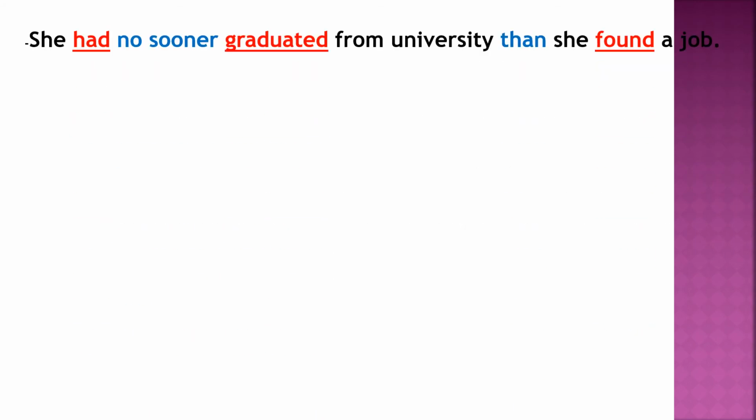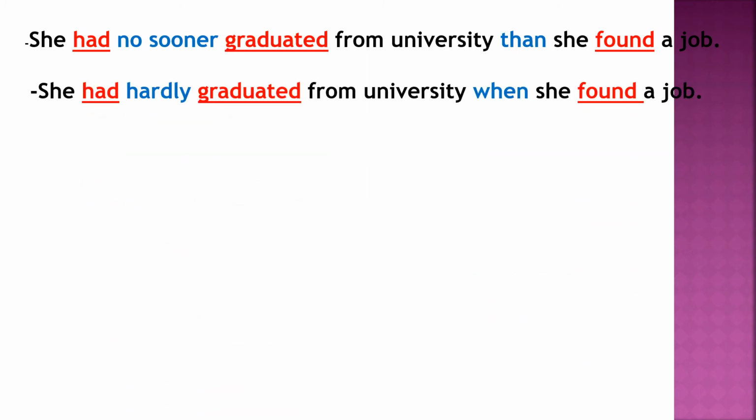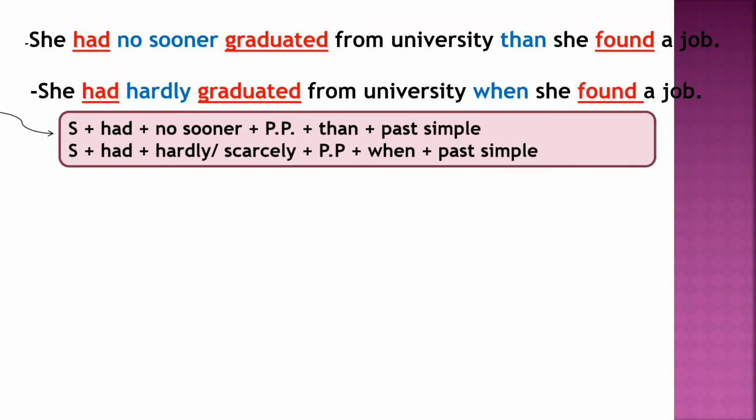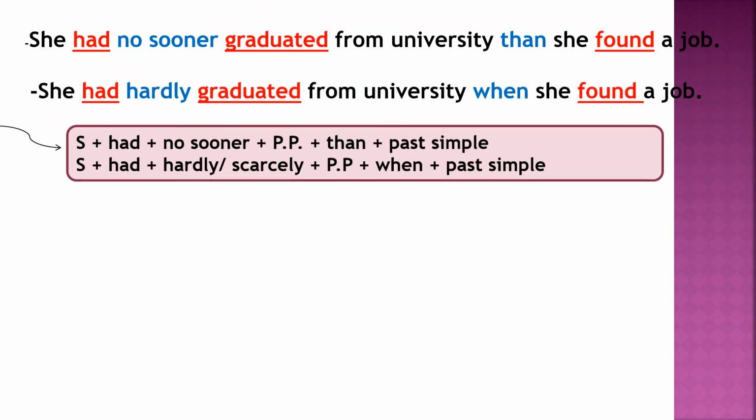But with no sooner, hardly, or scarcely, we have two types of them. Number one, if we have no sooner or hardly or scarcely between had and the PP. Okay? With no sooner, we join the two sentences with than and then the past simple. But with hardly or scarcely, we join the two sentences with when and then we have the past simple.